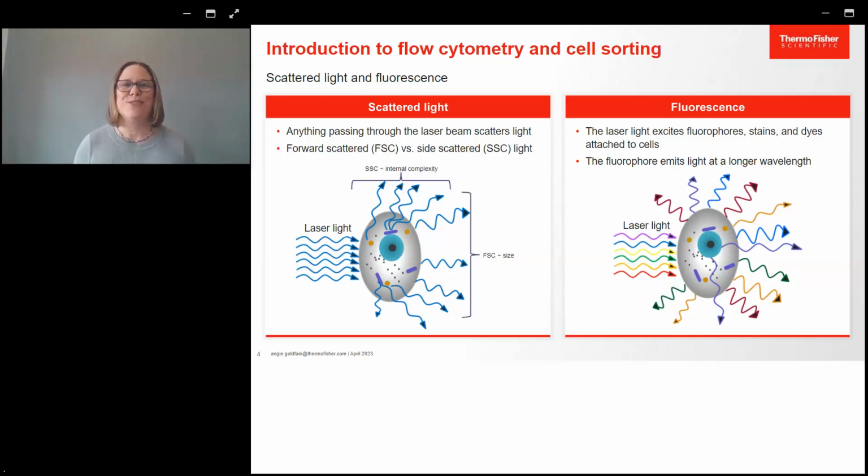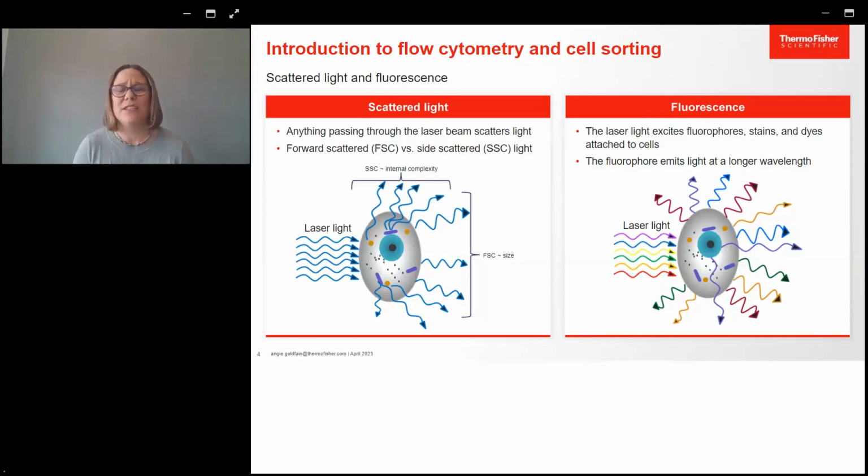So what happens when the laser beams hit the cells in the stream? A key aspect of flow cytometry is the generation and collection of light. As each cell or particle passes through the laser beam or beams, it causes the light to emit in all directions. There are really two types of light that we look at. One is scattered, and you'll see that on the left-hand side of this slide. Anything passing through the laser beam scatters light. So any particles, background, debris, or the cells we're looking for.